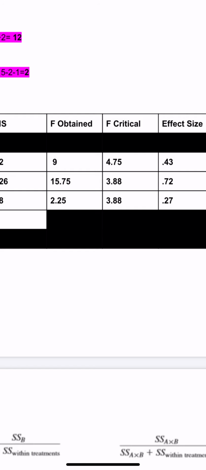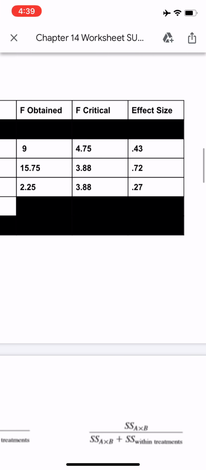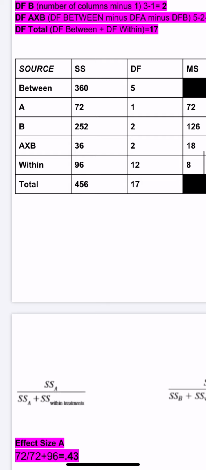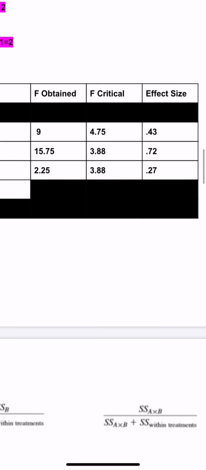And which has the bigger effect? Well, the bigger effect looks like it's source B, right? You have a higher F obtained compared to the F critical, right? 15.75 minus 3.88 is going to be a larger number than 9 minus 4.75, all right? That's just extra information. Really, the only thing I'll ask you is which factors had a significant influence in this study, and you just do the same thing we did in the last test. You just compare the F obtained to the F critical.